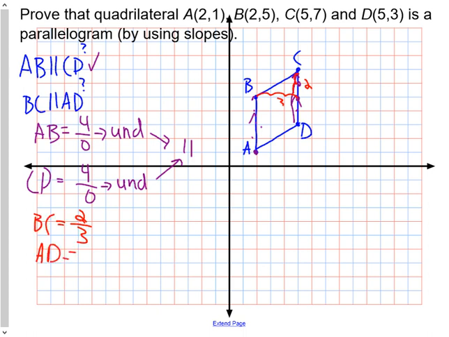1, 2, 3 over, 2 up, giving me 2 over 3. These are also equal, so they're also parallel. And therefore, yes, it's a parallelogram. Right, we would prove it. We got both our sets of slopes proven to show that it's a parallelogram.